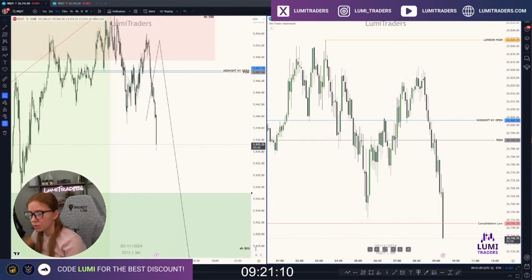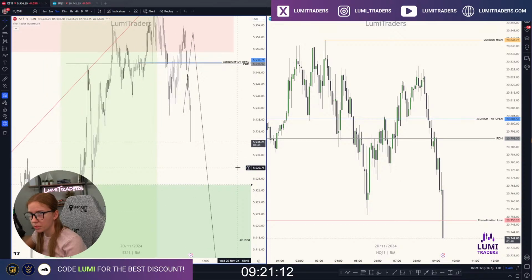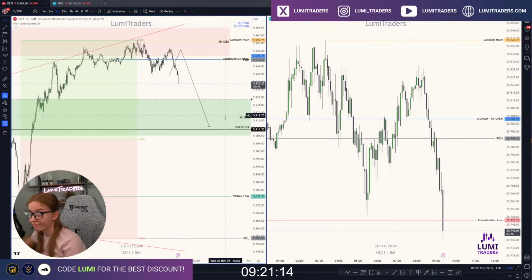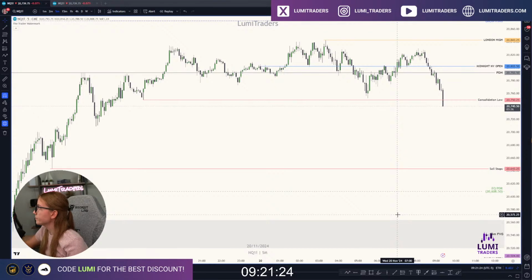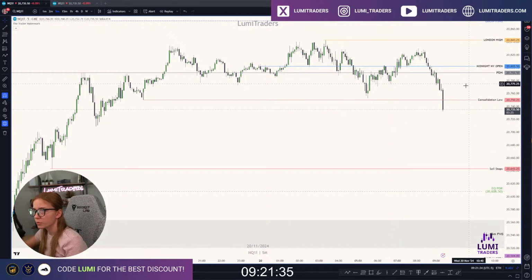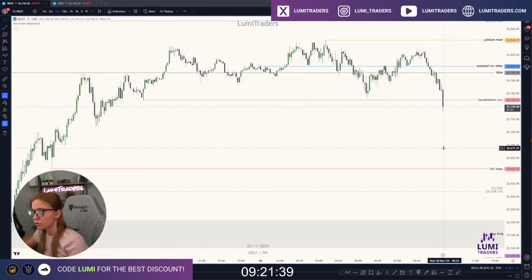Also on ES, I would like to see this for our fair value gap taken. This one. So actually would like to see lower first. Don't mind to see lower first, yes, for our bullish fair value gap, exactly. It's below New York midnight open on both ES and Q. Would like to see lower at this point.